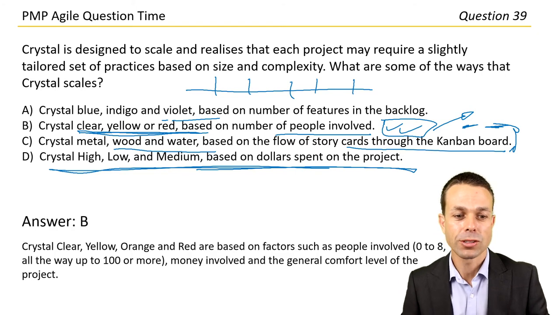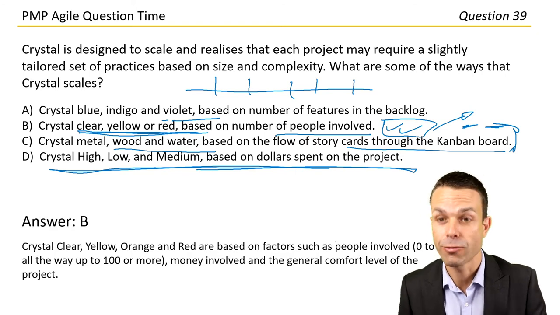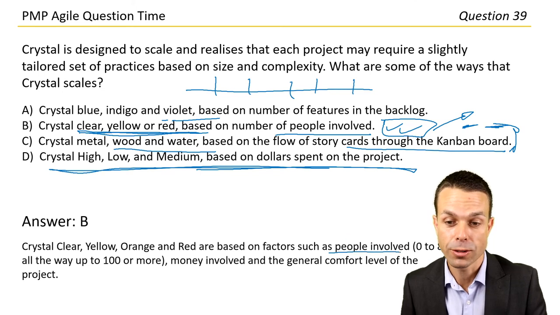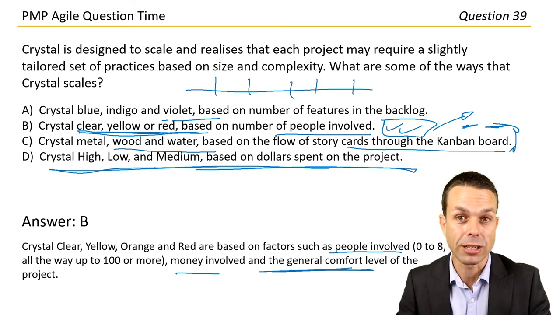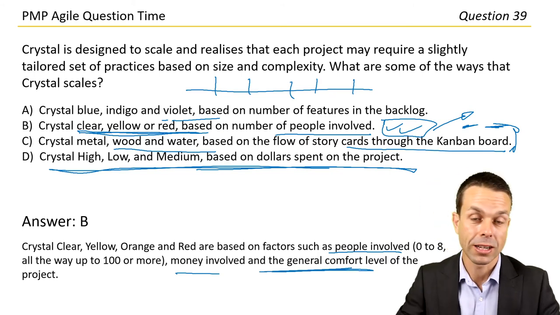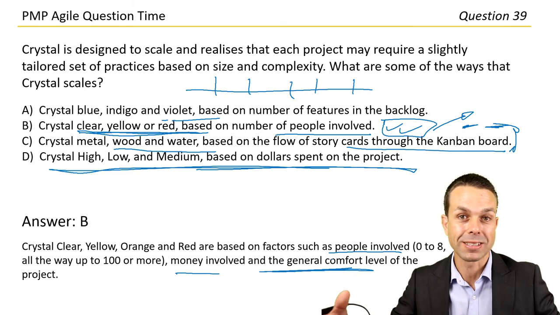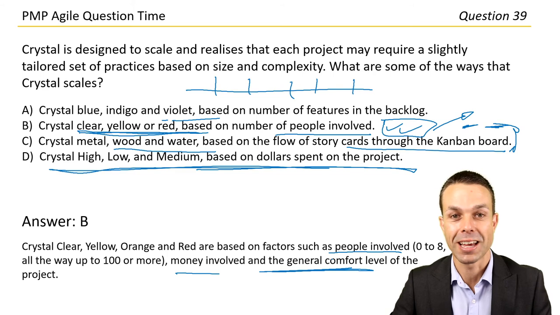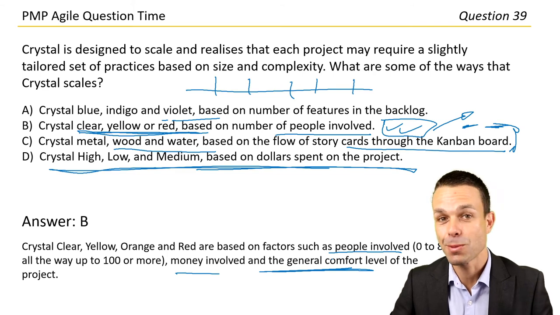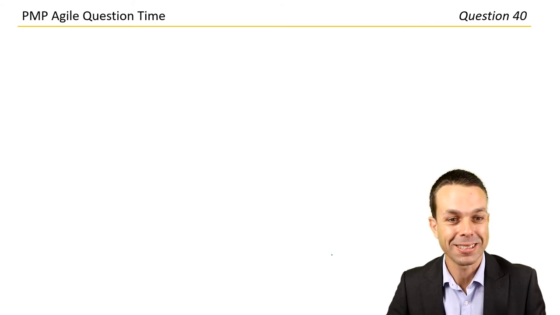Answer B. Crystal clear, yellow, orange, and red are based on factors such as people involved, 0 to 8, money involved, and the general comfort level of the project, often involving risk. So is it high risk? Is it low risk? That will help us scale and use our scaling methodologies with Agile and our scaling frameworks. All right, they're starting to get a little bit trickier. So let's check out the next question.